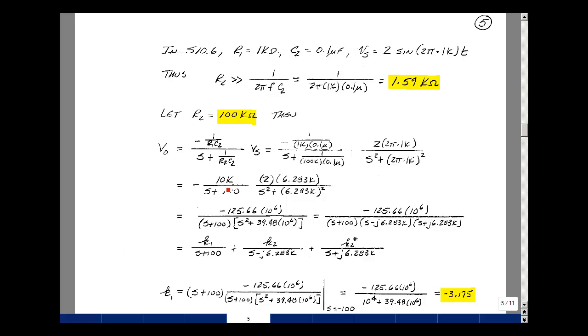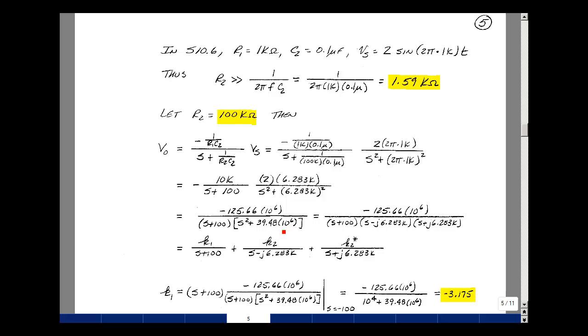The reciprocal of this is 10K. The reciprocal of this is 100. This is equal to 6.283K. And so we've got our expression now for V out. Now multiplying these constants, I get 125.66 times 10 to the 6th over S plus 100 times the quantity S squared plus 39.48 times 10 to the 6th.